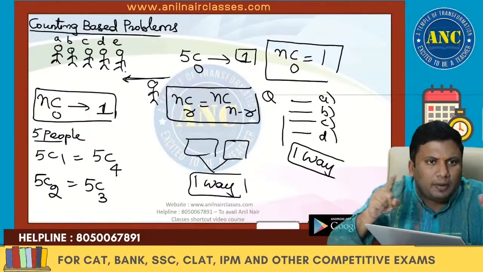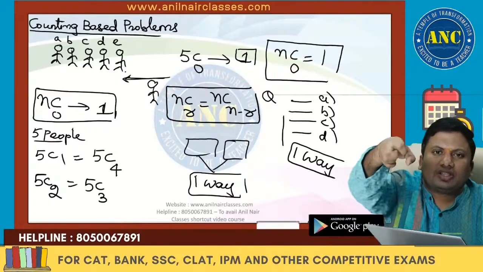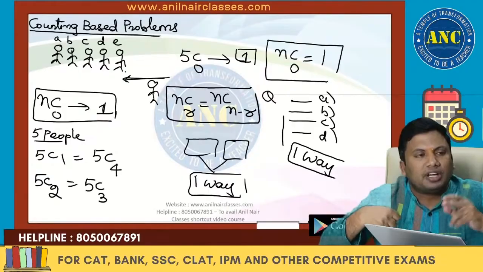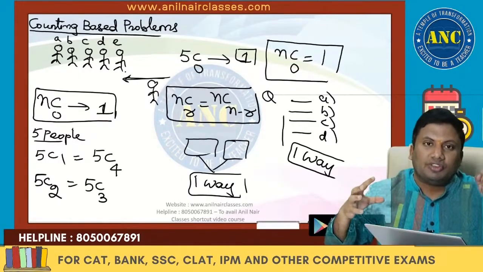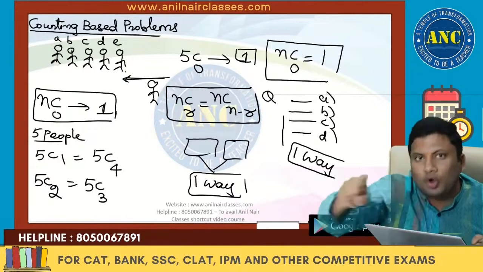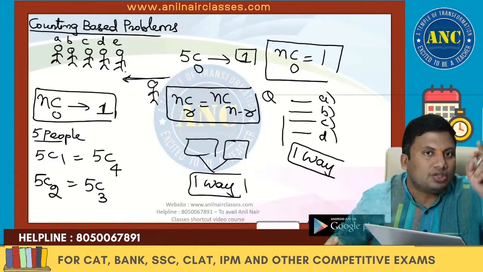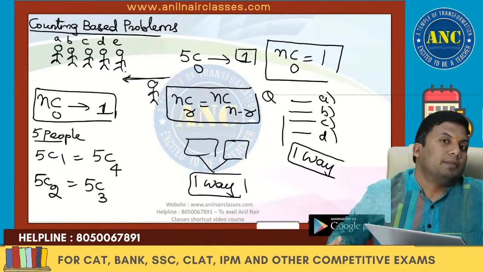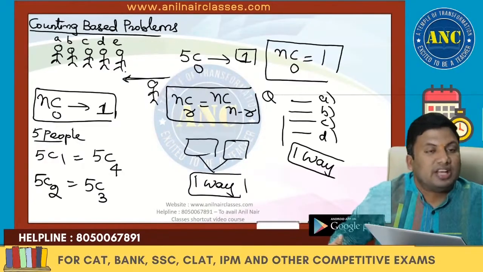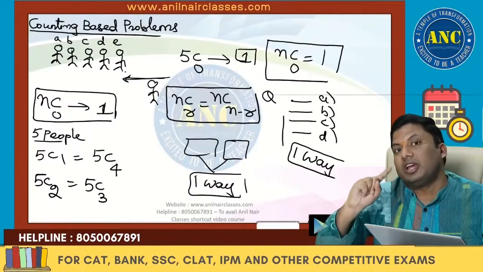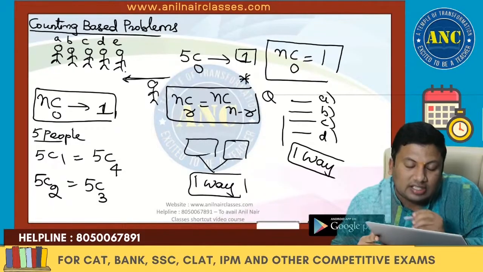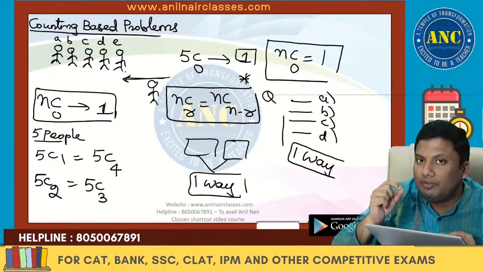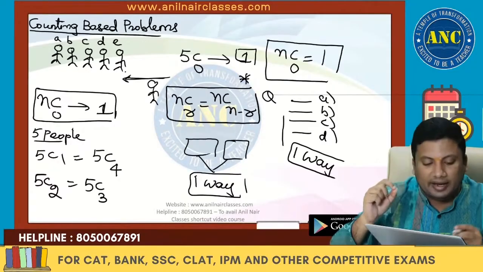There are 10 people in front of you. You need to select 3 people. Out of 10, if you are selecting 3, that means you are saying no to the other 7. Saying no to 7 is nothing but saying yes to the other 3. Saying yes to 3 is nothing but saying no to 7. So, nCr is equivalent to nC(n minus r). Are you all with me? I hope the idea is clear.